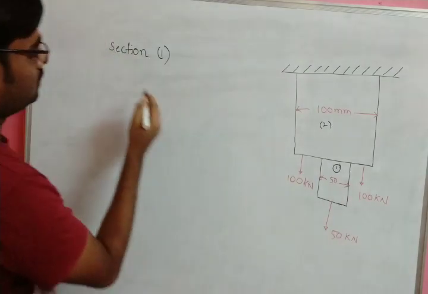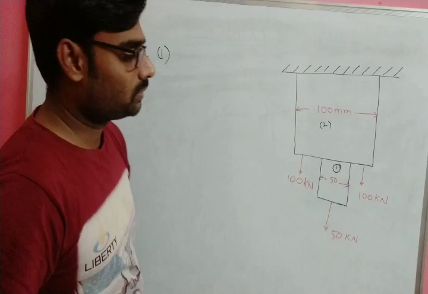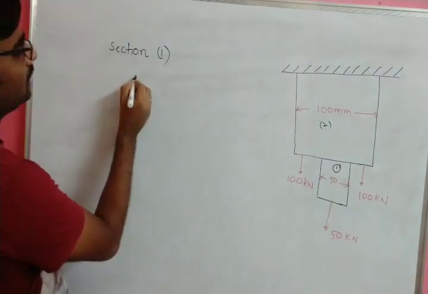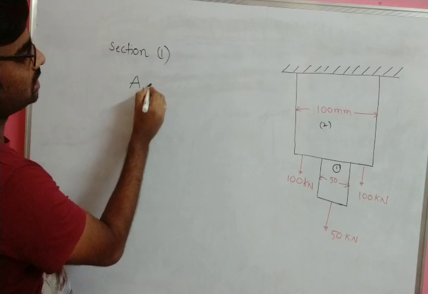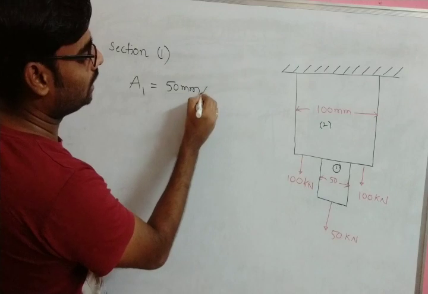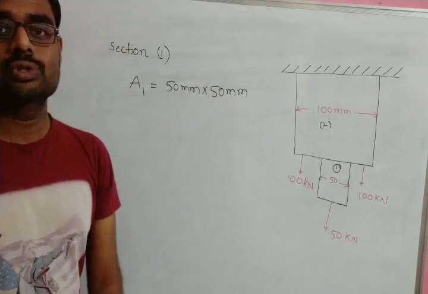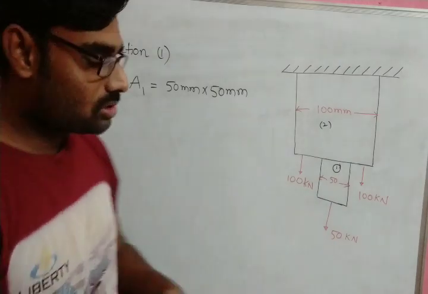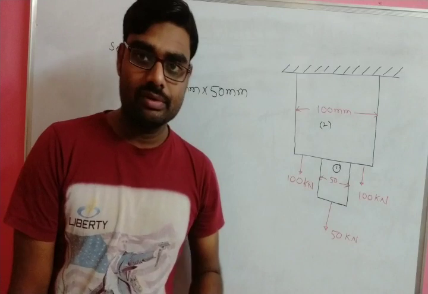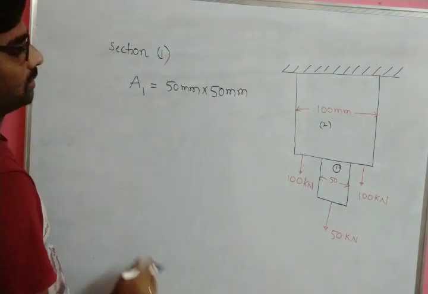Section 1, 50 mm is given. This cross section is square, so the area of section 1 equals 50 mm into 50 mm. In case of a circular section, we use pi by 4 into d square. Then A1 is over.